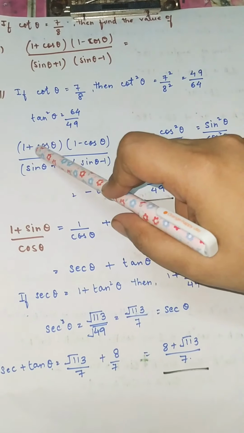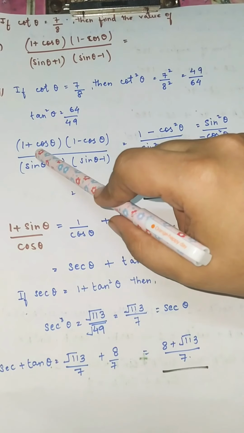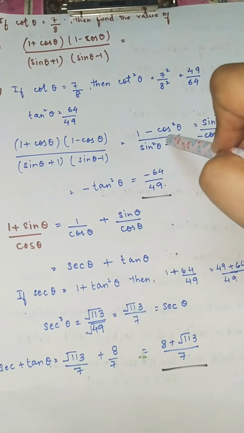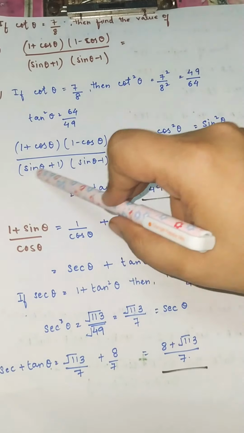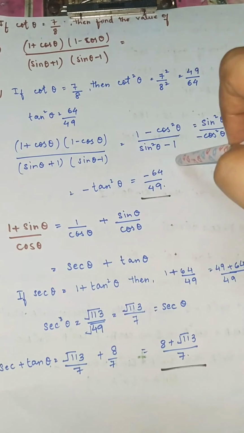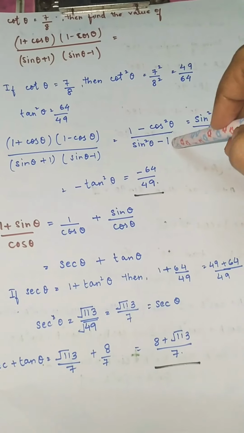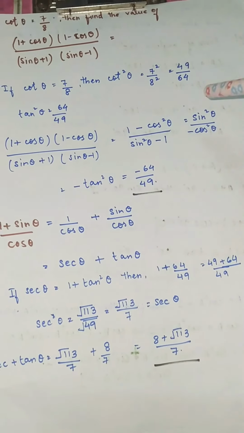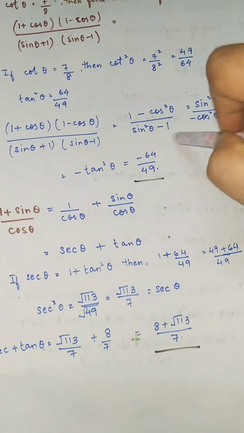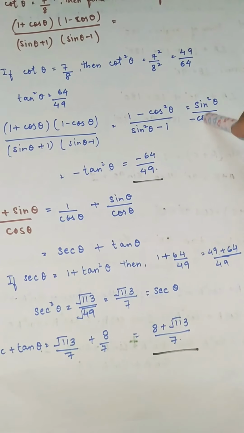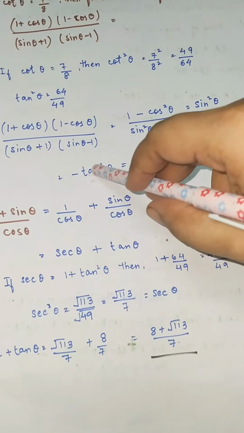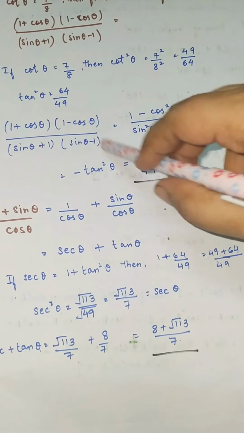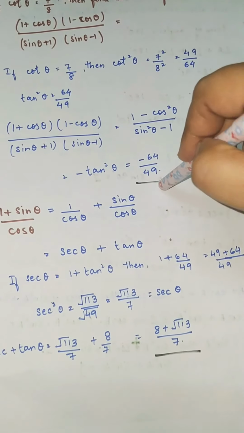Then (1 plus cos theta)(1 minus cos theta) by (sin theta plus 1)(sin theta minus 1). We can take 1 1s are 1 minus cos square theta by sin square theta minus 1. Plus into minus is minus, 1 1s are 1. Okay, 1 minus cos square theta is sin square theta. Sin square theta minus 1 is minus cos square theta. Then what is sin square theta by cos square theta? It is minus tan square theta, which is equal to minus 64 by 49.